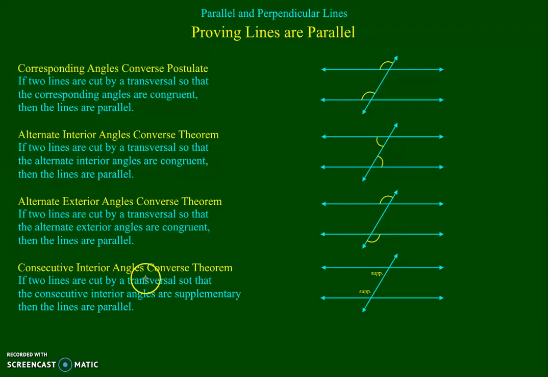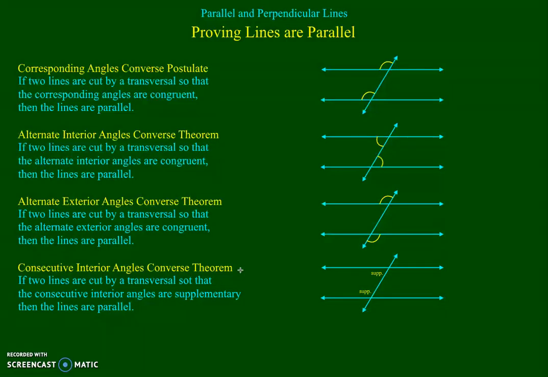And here again, you're going to see the consecutive angles are always the standout, the oddballs in the whole scheme of things. And it says if two lines are cut by a transversal so that the consecutive interior angles are supplementary, not congruent now, are supplementary, then the lines must be parallel. So these are the converses of the four theorems and postulate we looked at with parallel lines being cut by a transversal.